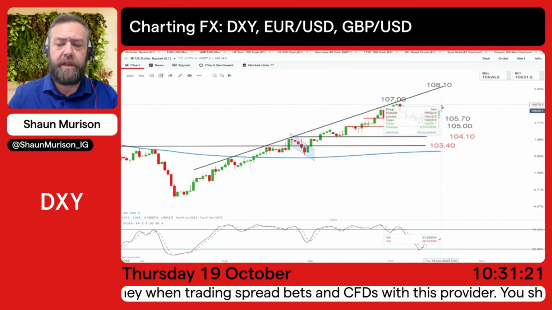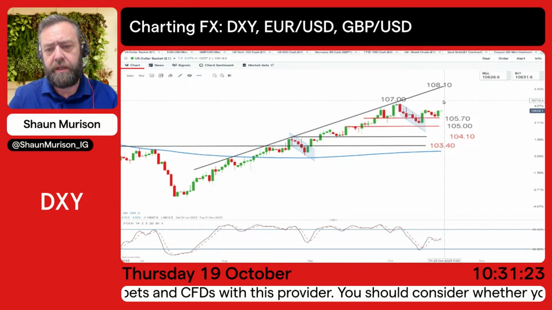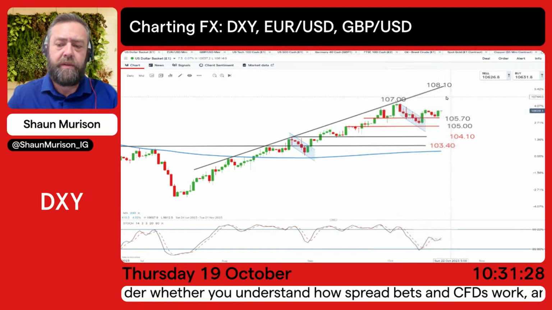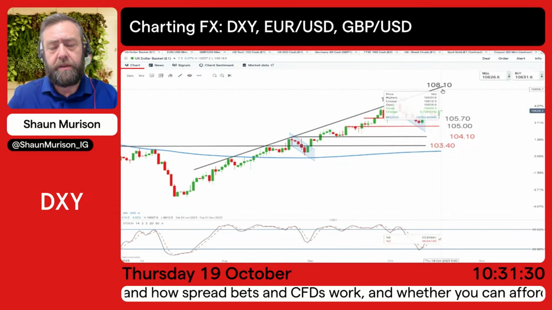If we do get through that and manage to get a close above it, that would constitute a short-term breakout, and we can start looking at this overhead resistance, this trend line I've got on the chart there. The next level of resistance is currently anticipated at about 108.10.